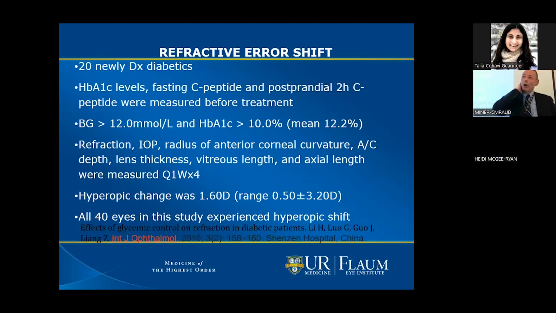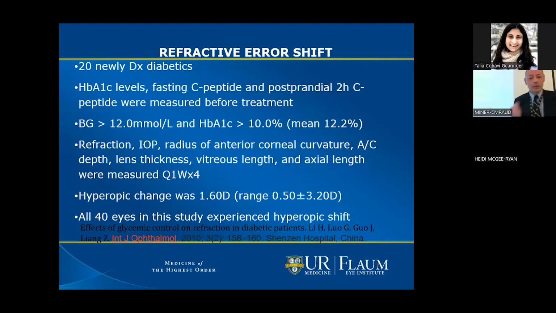Because we've long known that refractive error shift is a potential consequence of poor diabetic control. But how does it shift, and how much does it shift, and in what direction does it shift? And the fact is, sometimes it's in either direction. They can become more hyperopic or they can become more myopic. And so why is that?